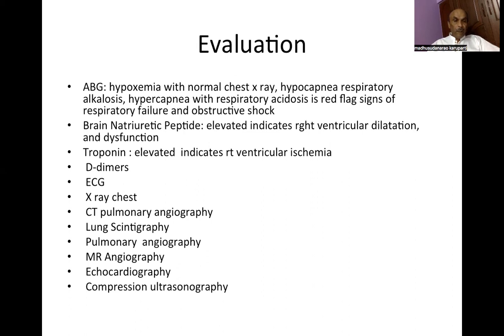Well, compression ultrasonography is nowadays done in certain centers to find out the lung pathology in cases of pulmonary embolism, which are complicated by some degree of infarcts and atelectasis.